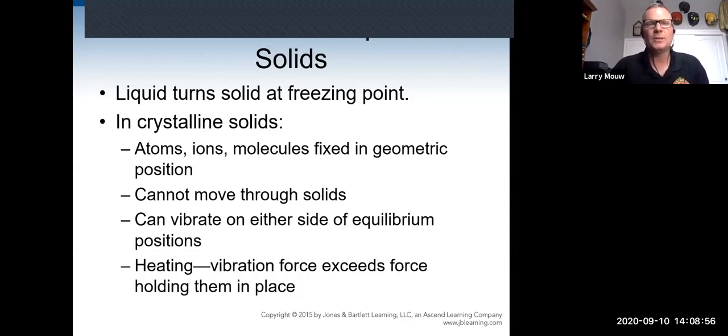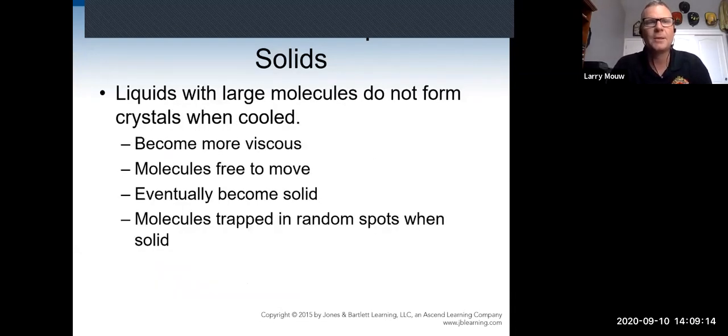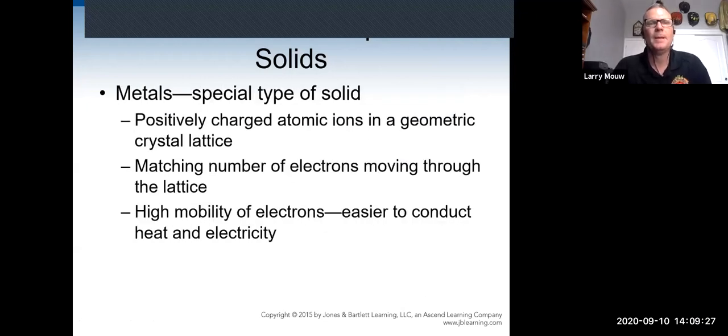In dealing with crystalline solids, there are some different things happening. Atoms, ions, and molecules are fixed in geometric positions or geometric shapes. They cannot move through solids. The heating of it causes vibration forces to exceed the forces holding them in place. Dealing with solids, liquids with large molecules do not form crystals when cooled. They become more viscous, molecules free to move. They eventually become solid, and molecules are trapped in random spots when solid.